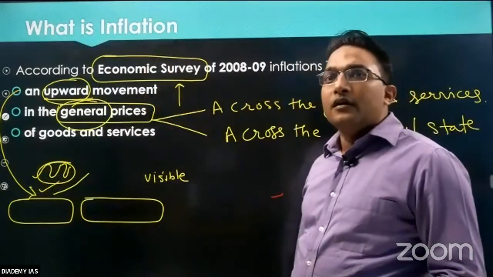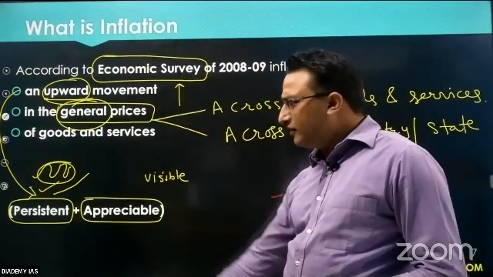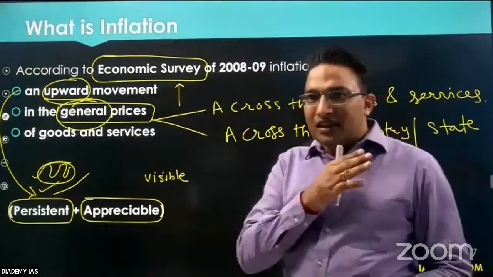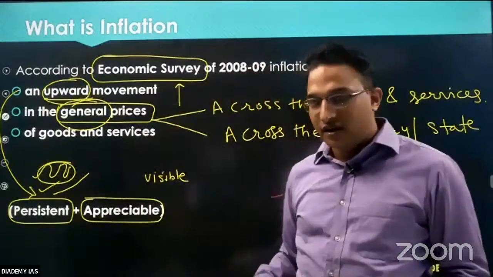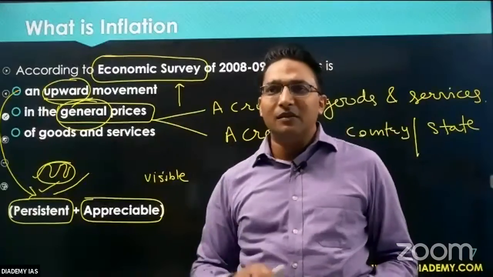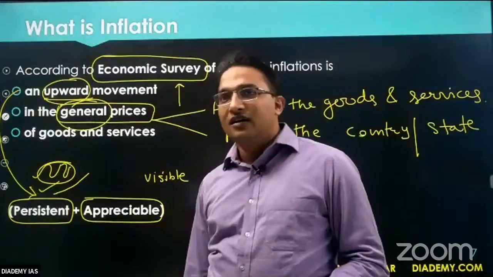Then there are two important things which are there. Persistent, persistent का मतलब है कि एक ट्रेन होना चाहिए, लॉन्ग टर्म में आपको बढ़ रहा है प्राइस ये. Appreciable, appreciable मतलब विजिबल है, one can see कि हाँ ये प्राइस बढ़ रहा है, right?